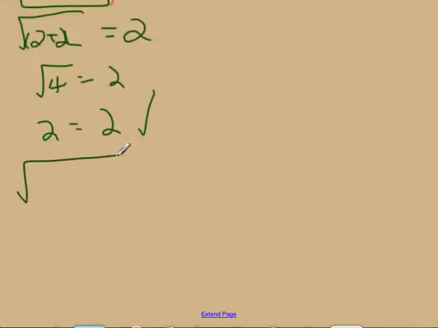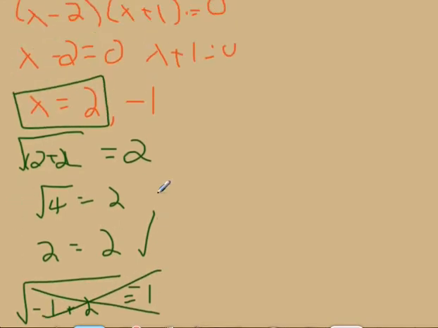So then I have the square root of negative 1 plus 2 is equal to negative 1. Now I notice that my radical is isolated on one side and it's set equal to a negative number. Since it's set equal to a negative number, negative 1 cannot be one of my solutions.